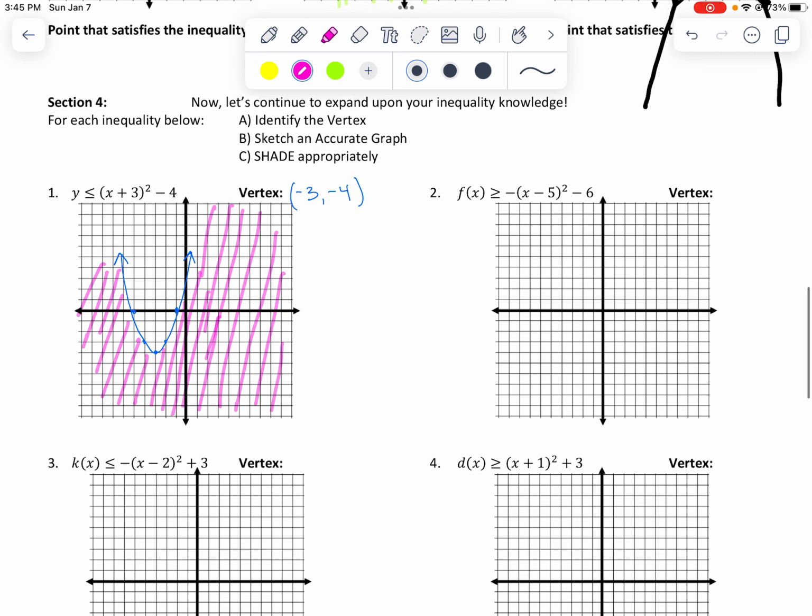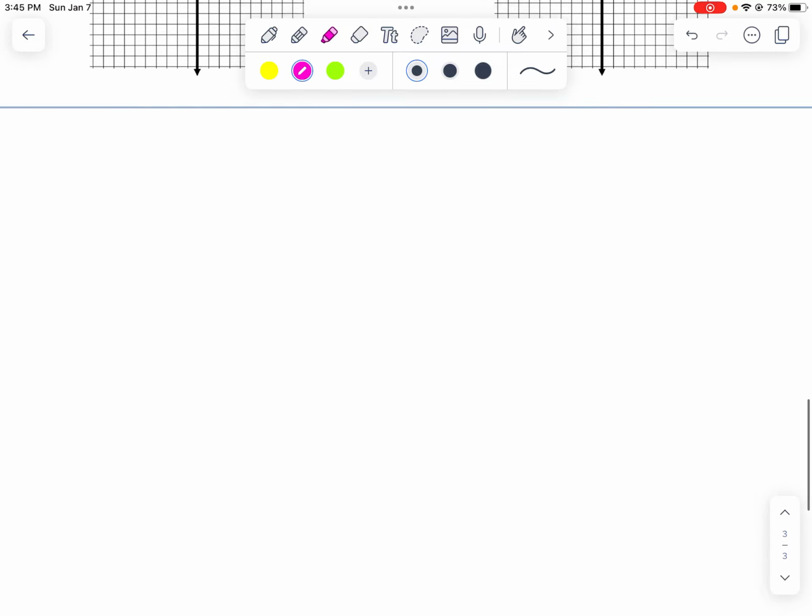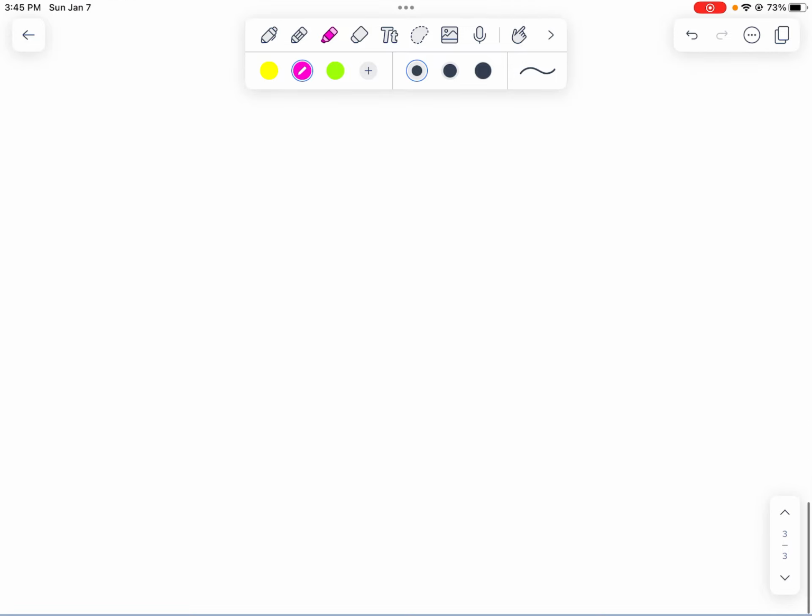Okay, the rest of the examples in section 4 are for you to do, and that is the end of the guided notes for section 4. See you in the next video.